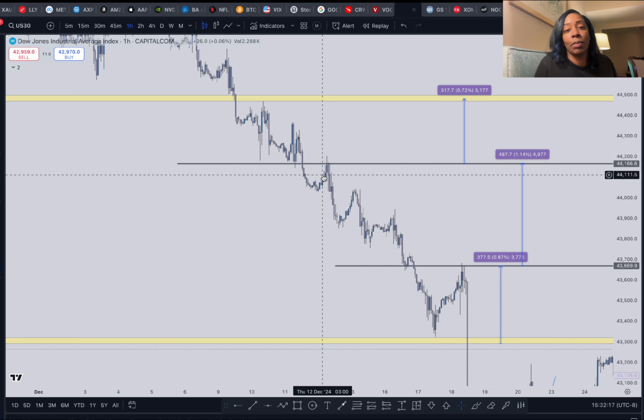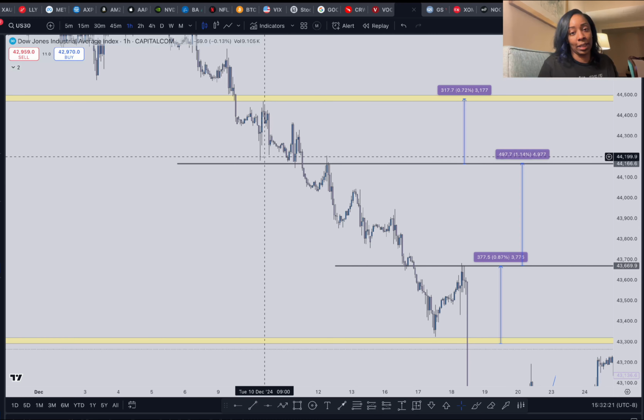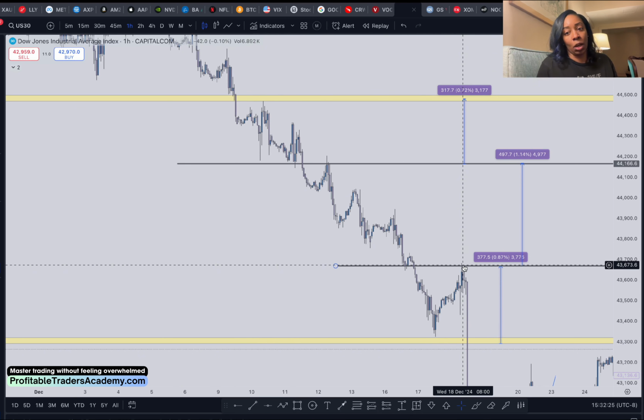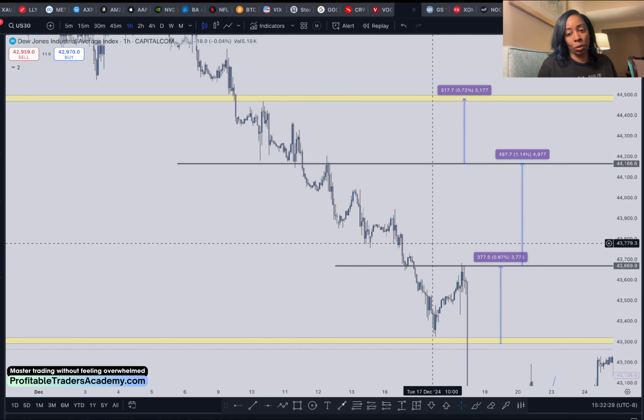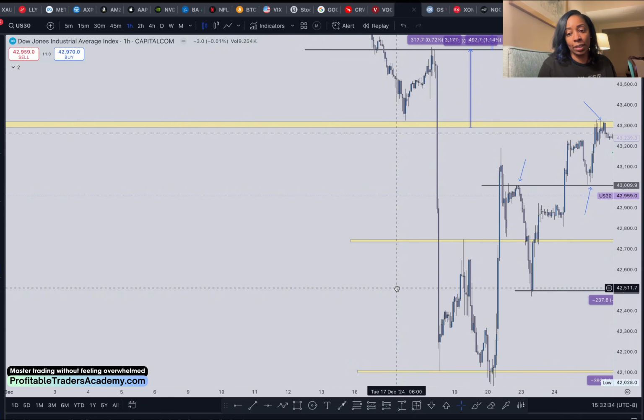I chose these levels based on market structure. Right here we had a resistance, here we kind of had some supports, and then right here it was kind of the same thing. We had the resistance right here and then some supports right there. And then price, of course, broke all of this.